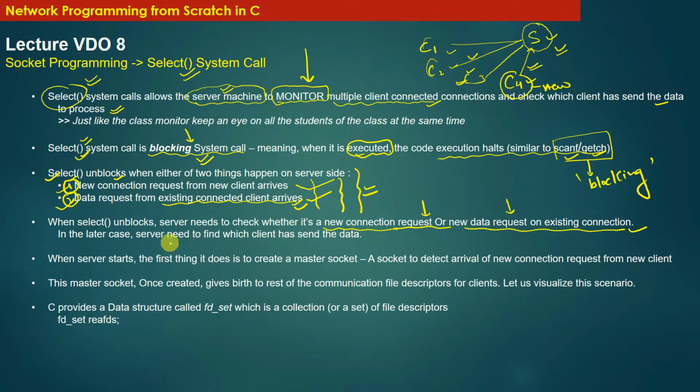In the latter case, the server needs to find which client has sent the data, right? So when condition 2 has been met, the server also needs to check whether it's client C1 or client C2 or client C3 that has sent the data.